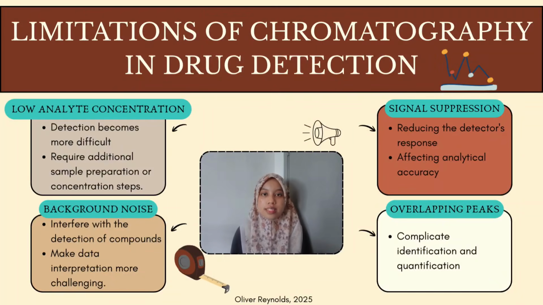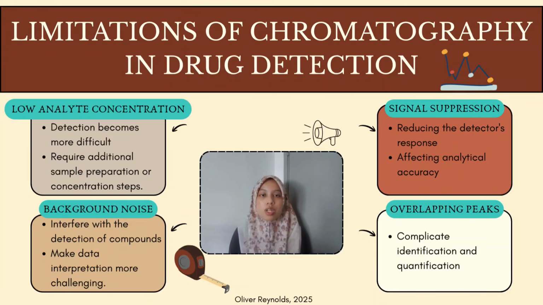Chromatography also has several limitations. One challenge is low analyte concentration. When the amount of a drug present in a sample is extremely small, detection becomes more difficult and may require additional sample preparation or concentration steps. Another limitation is signal suppression. This occurs when other substances within the sample interfere with the target compound, reducing the detector's response and affecting analytical accuracy.